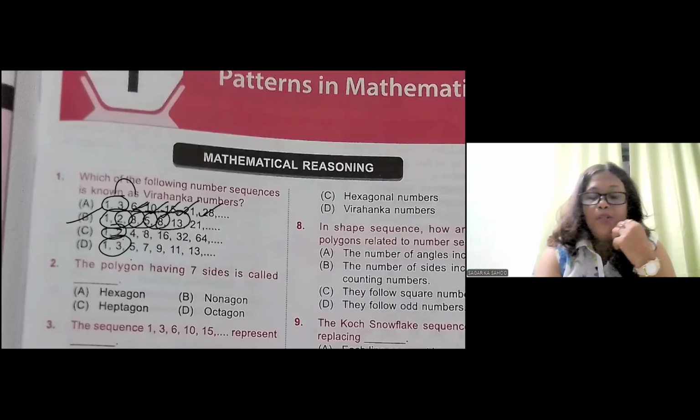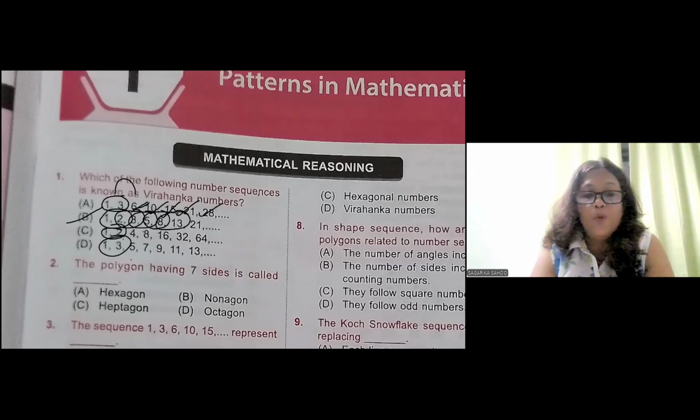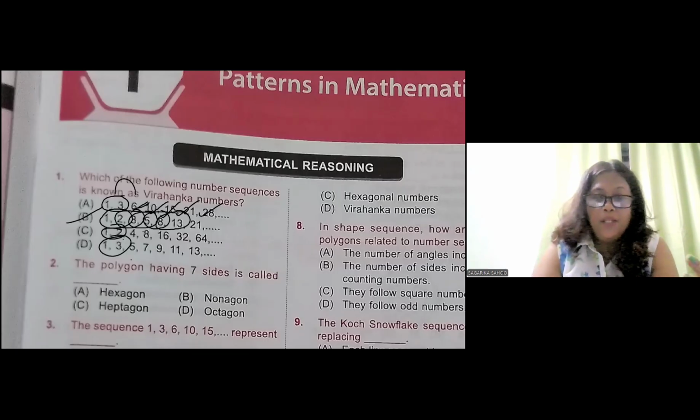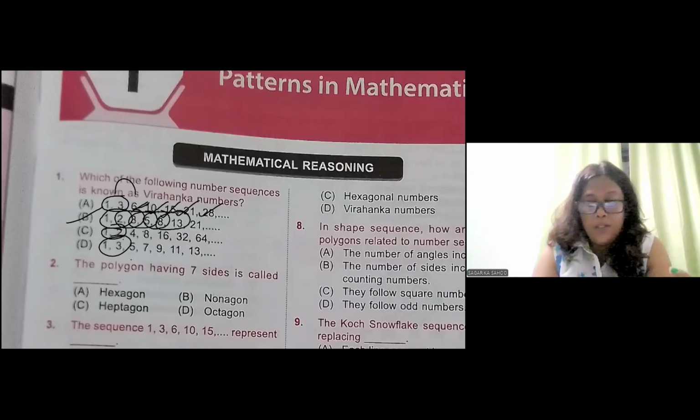Let's move to question number 2. The polygon having 7 sides. You know what a polygon is, it has different sides. So here we have to find out which polygon has 7 sides. Here there is hexagon, nonagon, heptagon and octagon. Hexagon means there are 6 sides in that. Nonagon has 9 sides. Heptagon is 7. Hepta is 7.